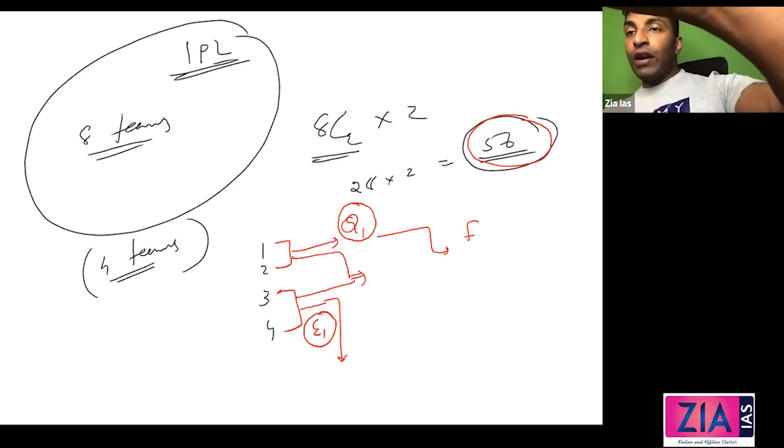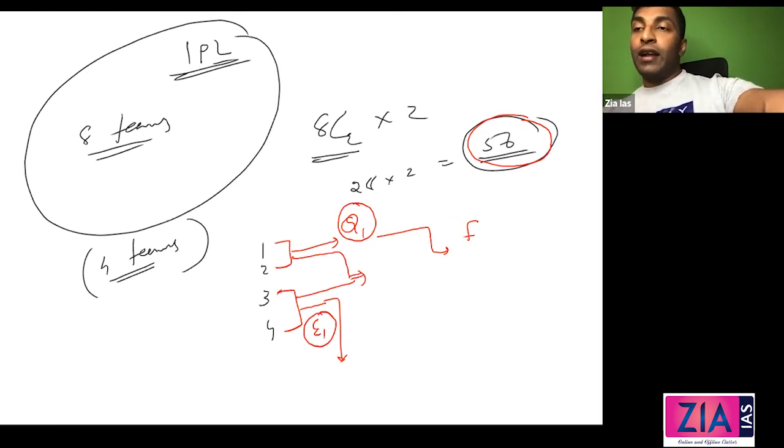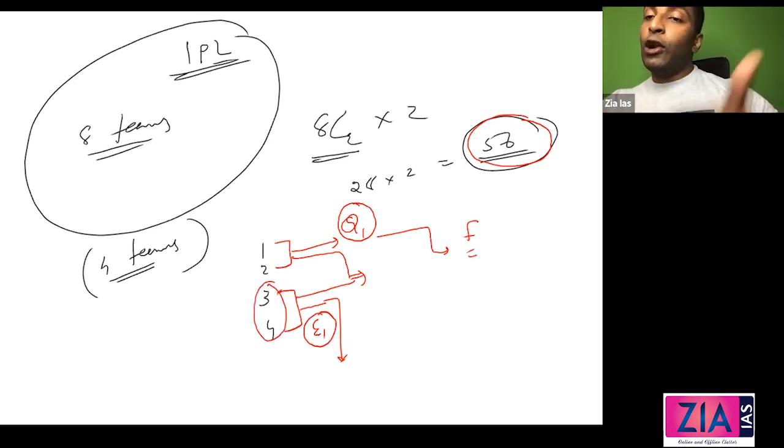In qualifier 1, the winner will enter into the final. The loser will get a second chance. With whom will he play the second chance? The winner of these 2. The loser of these 2 will be out. So there is a qualifier 1, there is an eliminator 1. Now we need a second qualifier, right? So this match, that is the loser of qualifier 1 and the winner of eliminator 1, this match is qualifier 2.